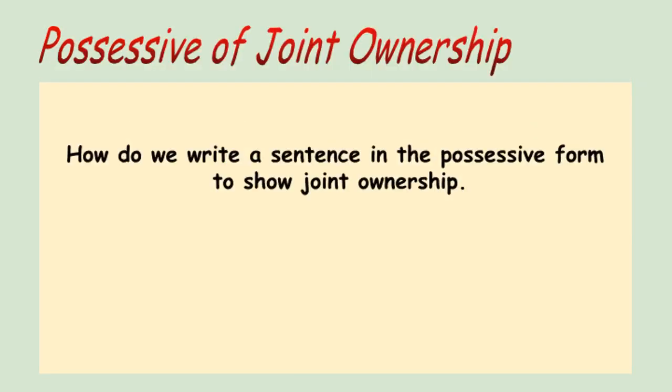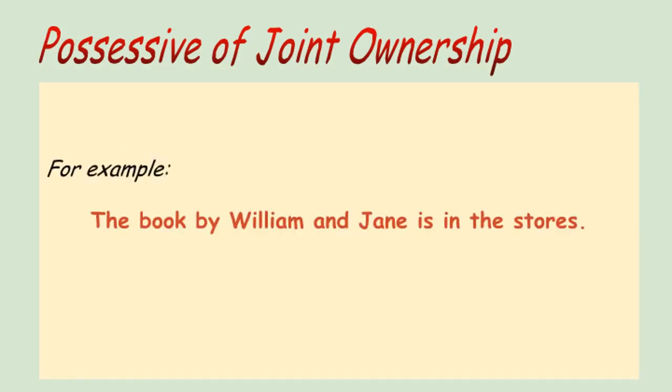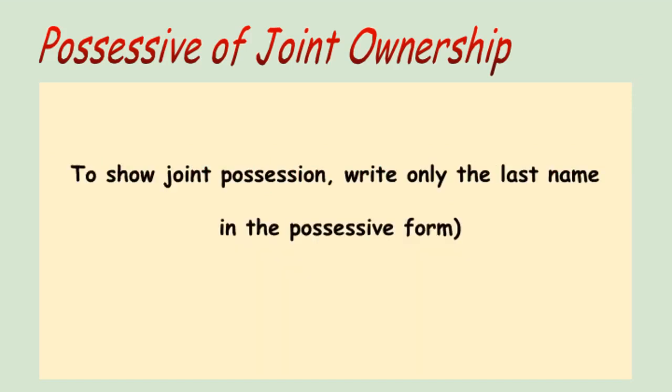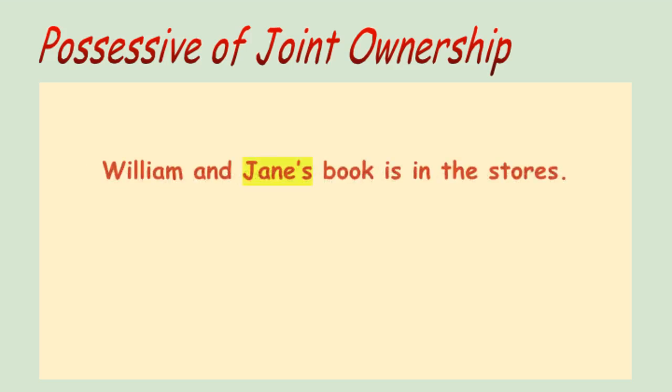We will now look at how we would write a sentence in the possessive form to show joint ownership. For example, "The book by William and Jane is in the stores." We are learning from this sentence that there is a book in the stores that is owned by William and Jane. To show joint possession, write only the last name in the possessive form. Our sentence now becomes, "William and Jane's book is in the stores."